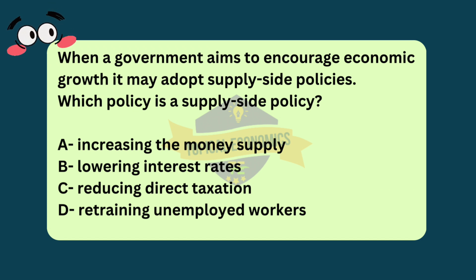The correct answer for this question is option D. Supply-side policies are generally focused on improving the economy's productive capacity by making it easier for businesses to produce and for individuals to work. These policies typically include reducing taxes, deregulation, improving education and training, and incentivizing investment.